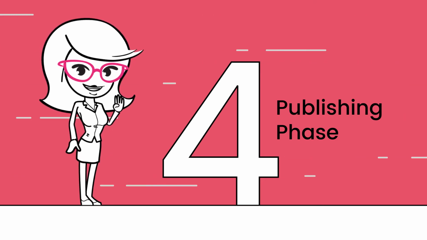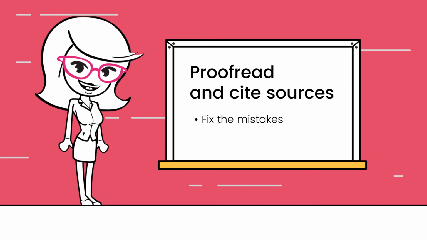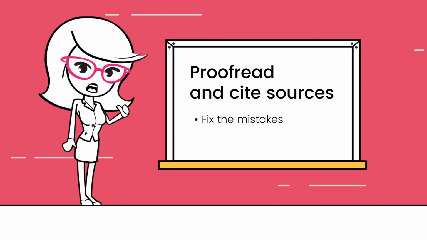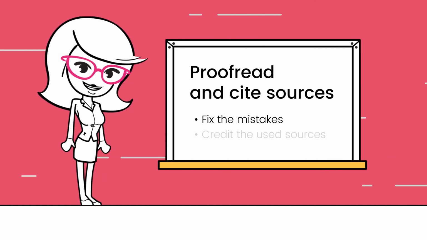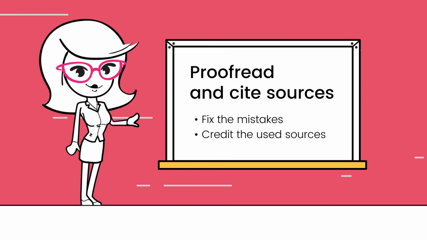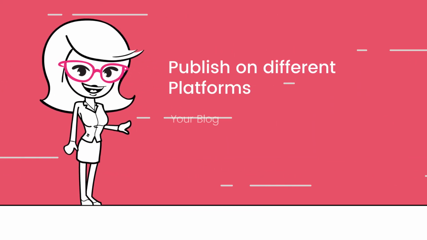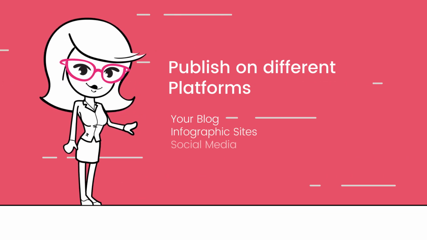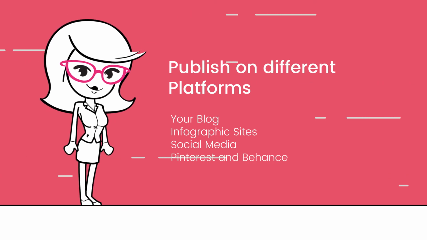Phase 4. The first step here is to make sure your text is free of grammar and punctuation mistakes. This will make your infographic look professional. It's a good idea to use a grammar checker tool to identify mistakes you might have missed. Also, don't forget to cite all content sources you've used. Publish your infographic on your blog, on popular sites for infographics, on social media, and of course, on the popular designers platforms, Pinterest and Behance.